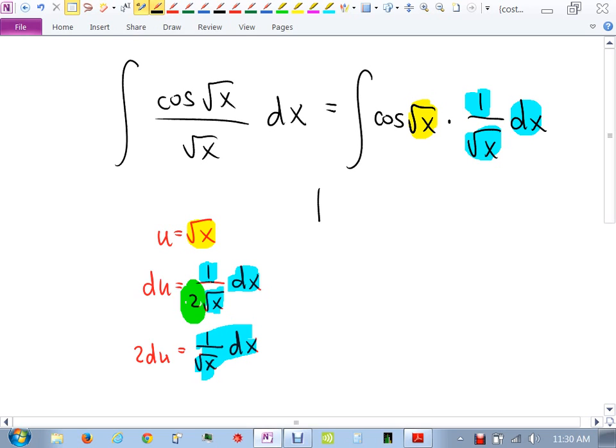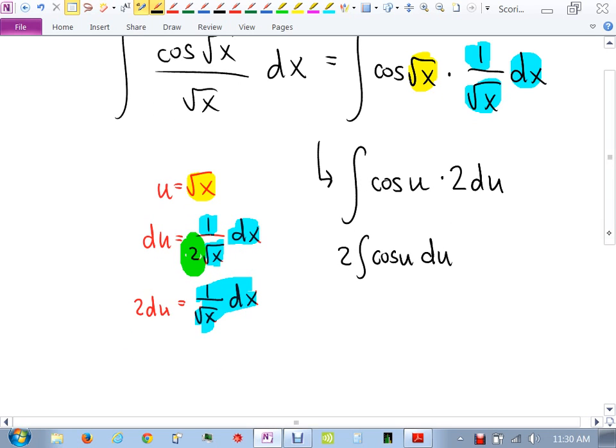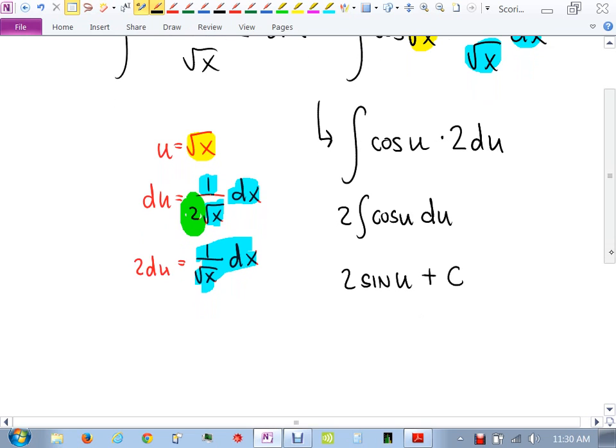So what does my integral become here? Cosine u, 2 du. And that 2 will come out of the integral. I'm moving fast because we need to move on today. Cosine u, antiderivative of cosine is sine. And what was u? Square root x.